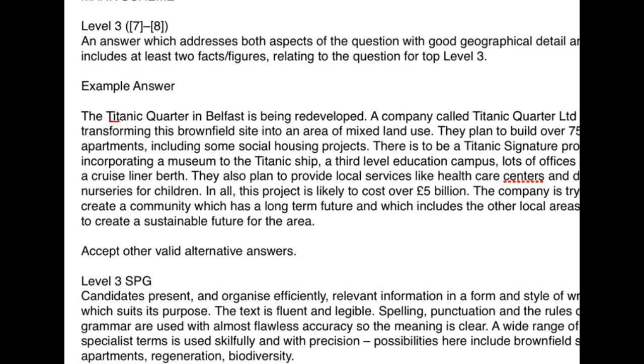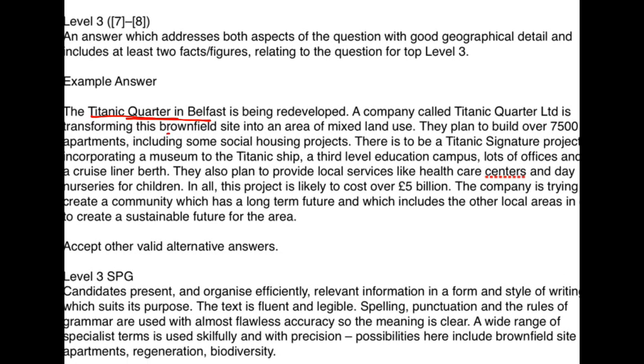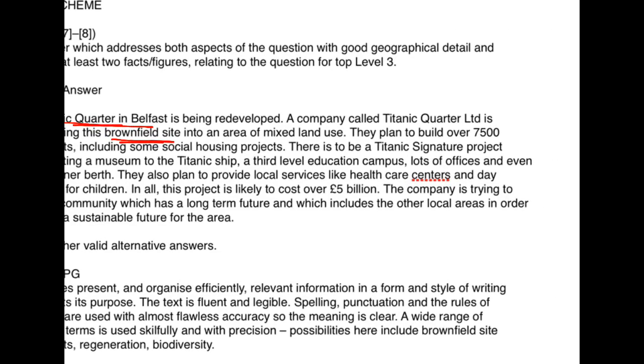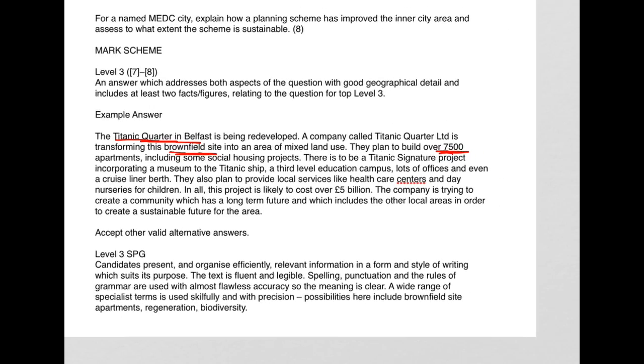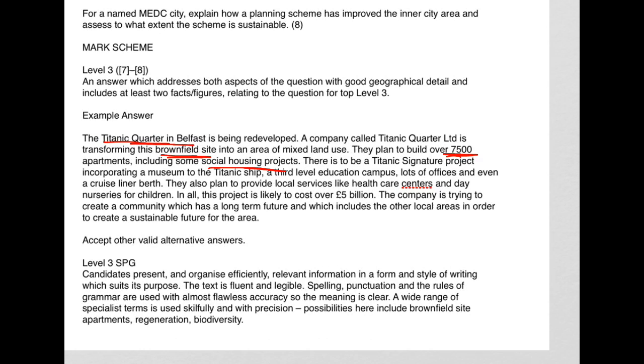So we can see here that Titanic Quarter in Belfast is the first thing that we need to see here. It's transforming this brownfield site into an area of mixed land use. There's our first figure with over 7,500 apartments, including some social housing projects. So that's point, explain, expand.